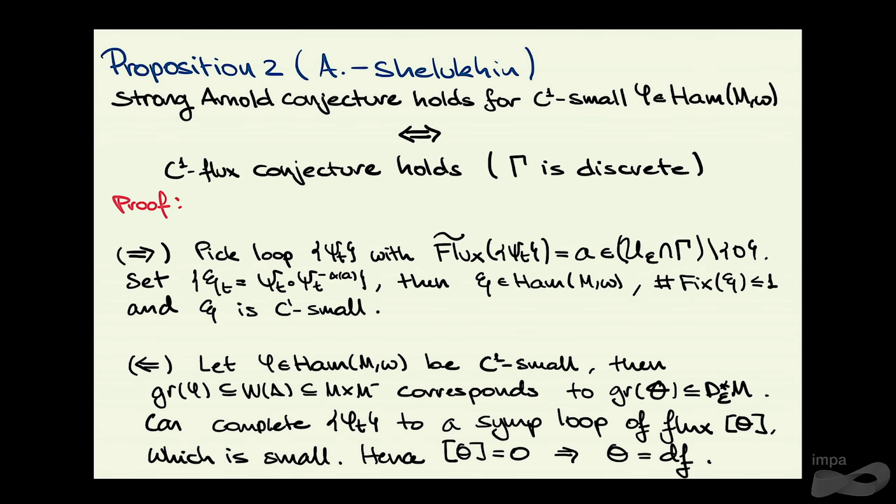And this is what we're going to do, right? This is just a model for what we're going to do next. We want to show that if gamma has an accumulation point, then we can produce a Hamiltonian diffeomorphism, which is C1 small and has few fixed points, or less than one, basically.